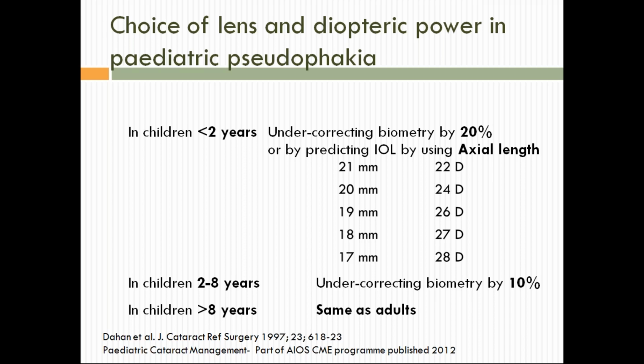Similarly, in children 2 to 8 years, undercorrecting biometry by 10% should be done. And in those greater than 8 years, the same IOL power as adults can be implanted.